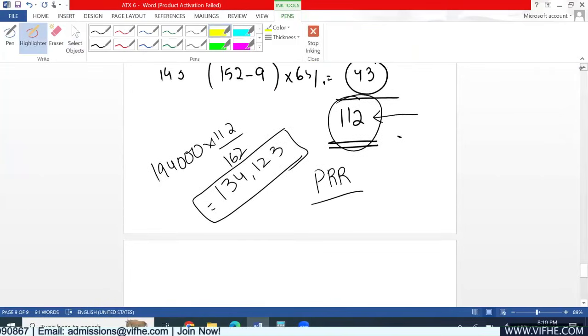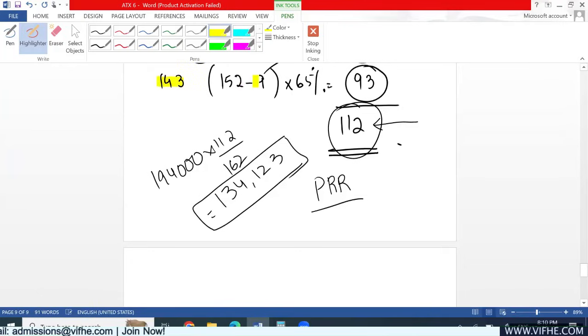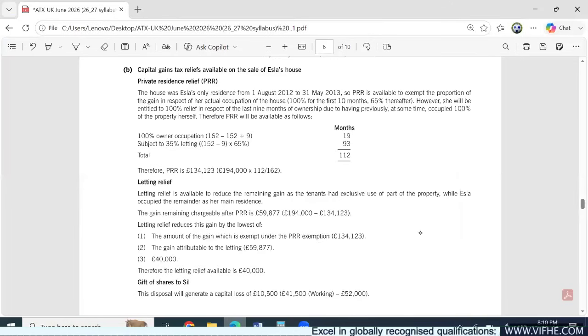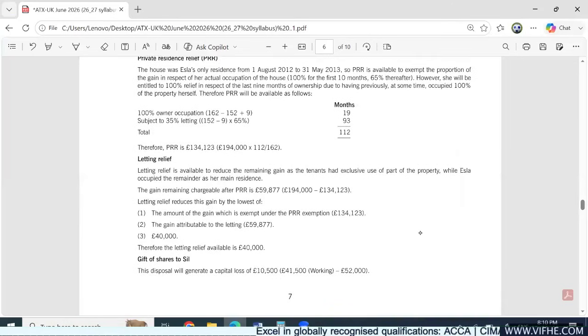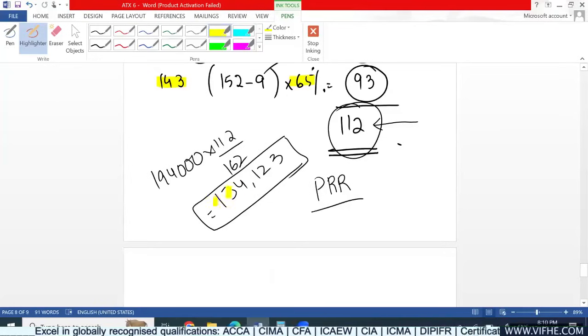35% of 143 months? Because 143 months is the period in which the property was let out, that did not qualify for private residence relief, but it will qualify for letting relief. For the sake of calculating letting relief, we need to see three things. One is the standard amount, 40,000. Then we need to see how much of the gain is already exempt under private residence relief, which I have calculated, 134,123.